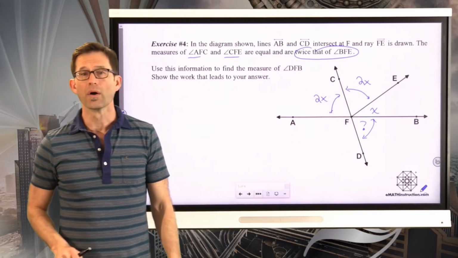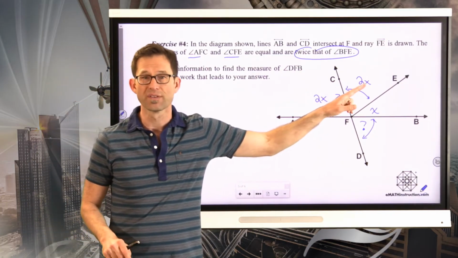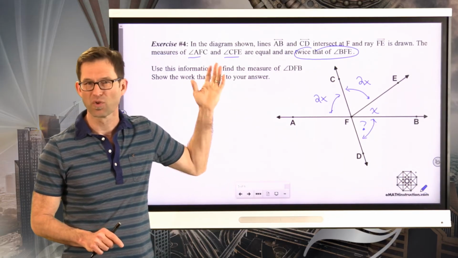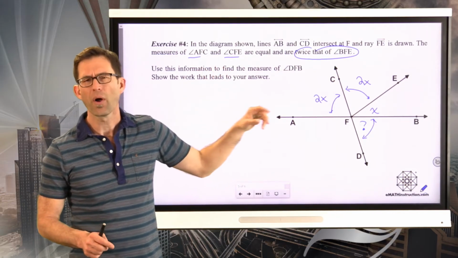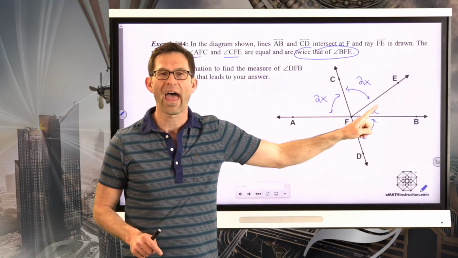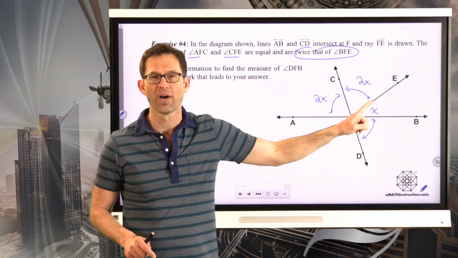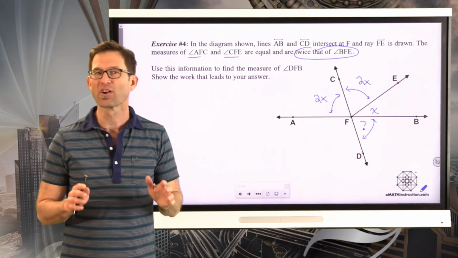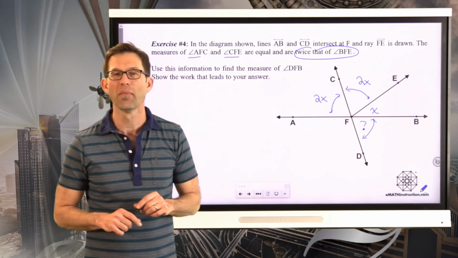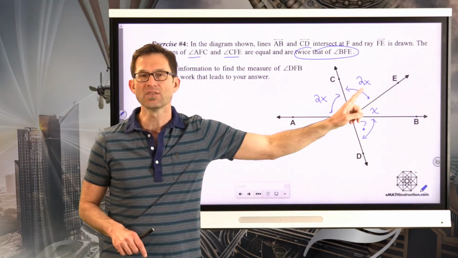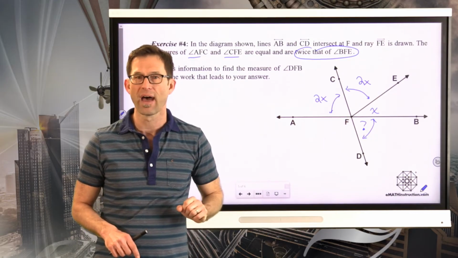Now, don't get me wrong. You could call this x and call this x. And really, that's my first impulse because I'm told that they're equal. The problem is if this is x and this is x, then this would have to be 1/2 times x, or x divided by 2. If I don't have to bring fractions in, I'm not going to bring fractions in. So I would much rather call this x, this 2x, and this 2x because each of these angles is twice the measure of that one.